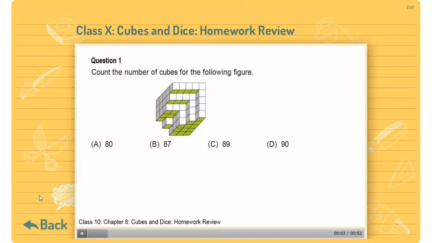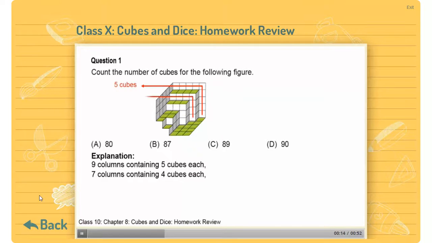In this question, we have to count the number of cubes for the following figure. Let us understand. In the figure, there are 9 columns containing 5 cubes each, 7 columns containing 4 cubes each, 5 columns containing 3 cubes each, and 1 column containing 1 cube.